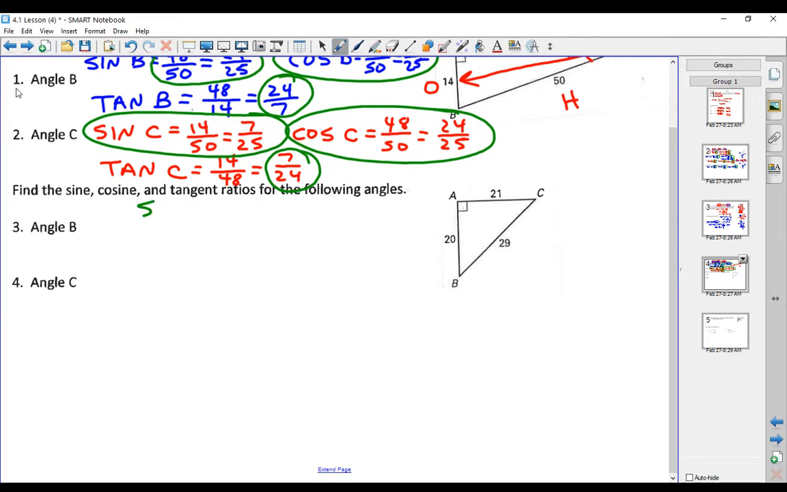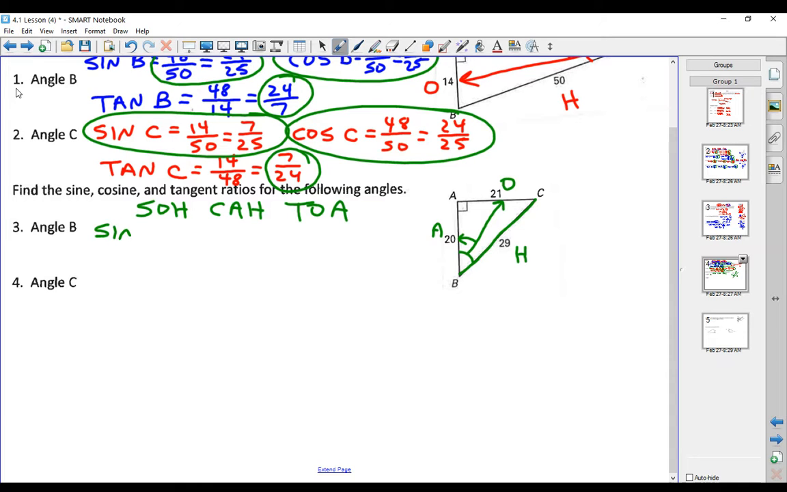Once again, we've got SOHCAHTOA. It's always a good idea to write that up there so we can refer to it. We want to start with angle B. Angle B is right here. The side across from the right angle is right here. That's the hypotenuse. And we're looking at this side over here. That is the opposite side. The side beside the angle is the adjacent side.